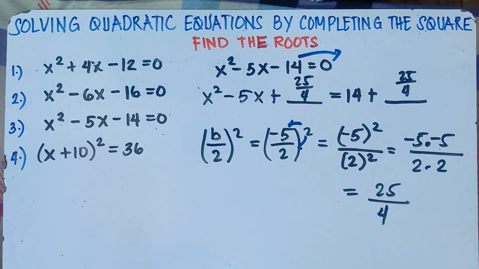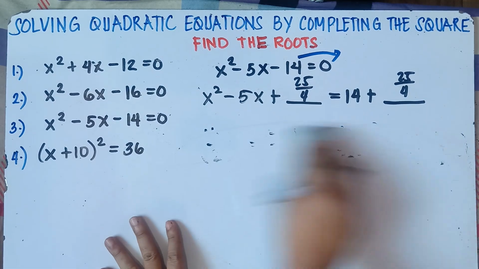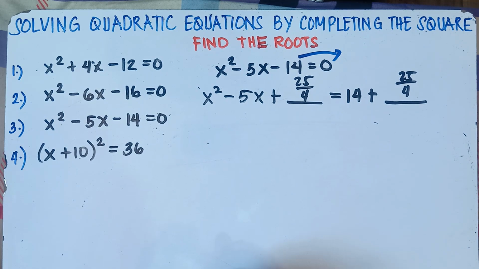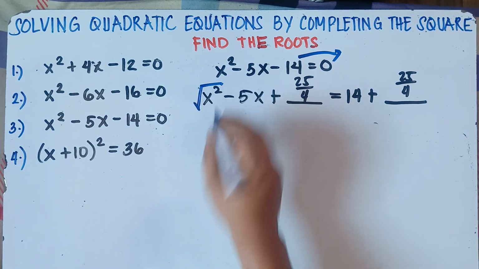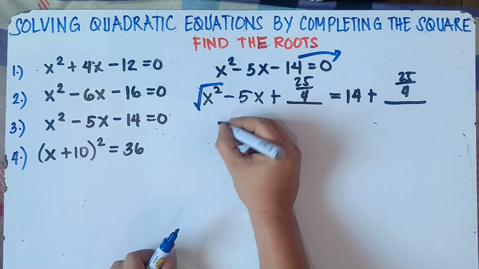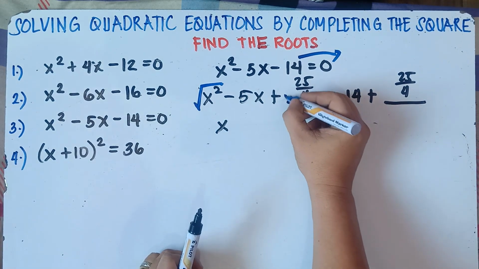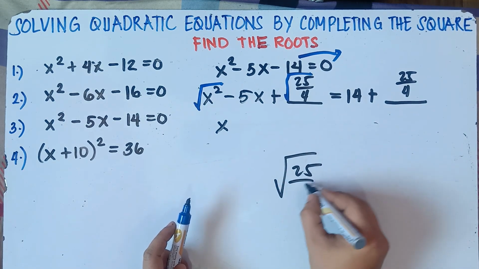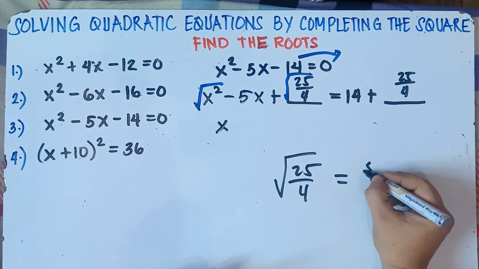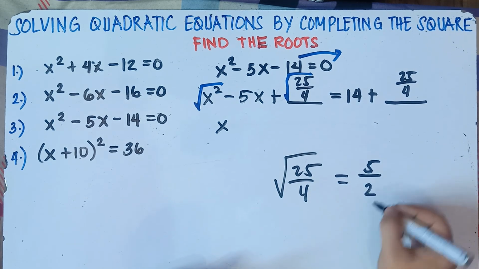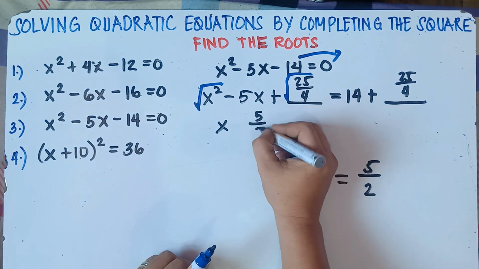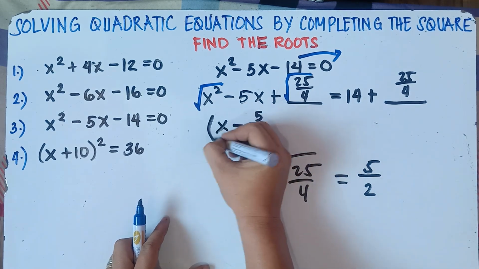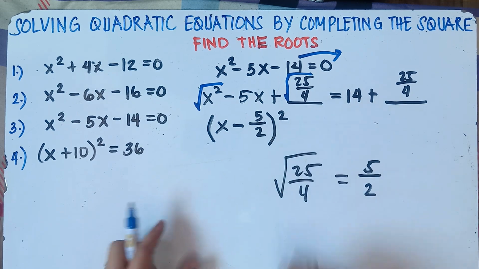Alright, so next step, class, this is a perfect square trinomial. We make it into a square of binomial by simply getting the square root of the first term. The square root of x squared is x. The square root of the last term, the square root of 25 over 4. The square root of 25 is 5. The square root of 4 is 2. So this will be 5 over 2. Copy the sign of the middle term, copy minus sign. You put open and close parentheses, then squared.